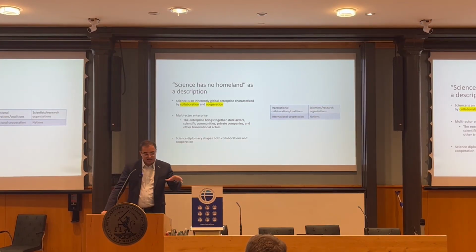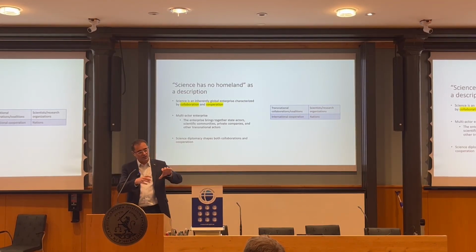So in this landscape, where science has no homeland as a fact, so a description of how science operates, we can say that science is an inherently global enterprise just because of the data that I'm showing you, and there can be many, many others. It's also a multi-actor enterprise, which makes it quite complex.